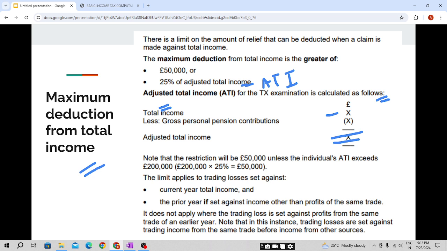But coming to the pension, we were calculating the adjusted income, to see whether our annual allowance will get tapered or not. I hope it is clear. But here we are calculating the adjusted total income. Adjusted income we had calculated under the pension.